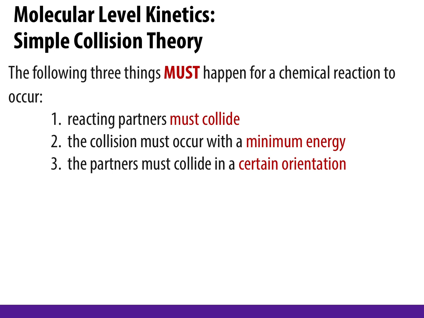Now let's introduce our theory or model for how a chemical reaction occurs, simple collision theory. These are the 3 things that have to happen for a chemical reaction to occur. Definitely write these out in your notes, and we'll talk about the meaning of each one, the consequence of each of these factors going forward. First, the reacting partners, or the reactants, must collide. The collision must occur with a minimum energy, and the partners must collide in a certain orientation.